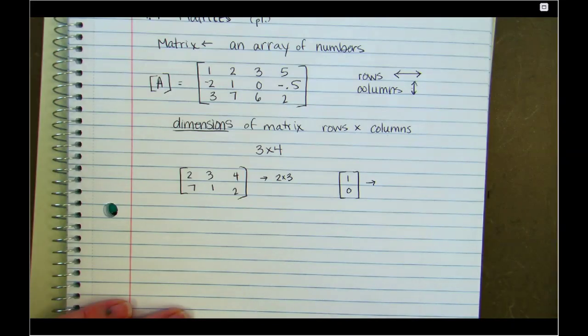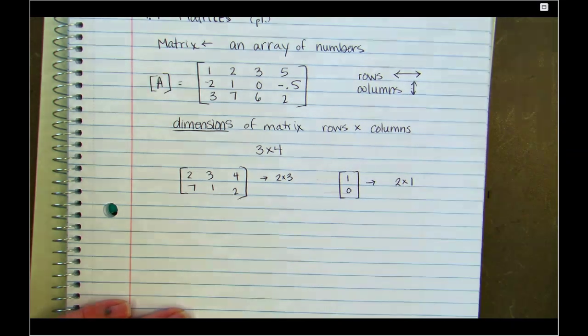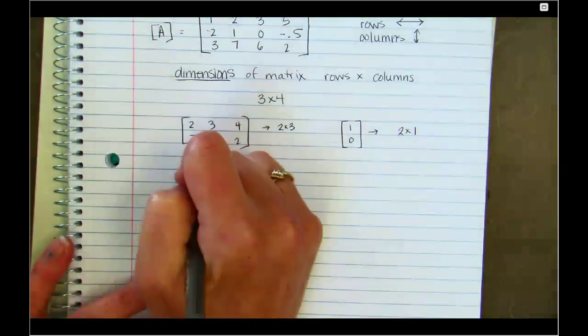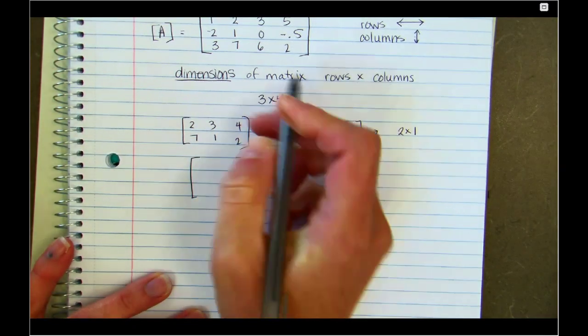2x1. Rows first. 2 rows, 1 column. So 2x1. Okay. Rows first, then columns. Okay. Now, there's a thing. This is important.